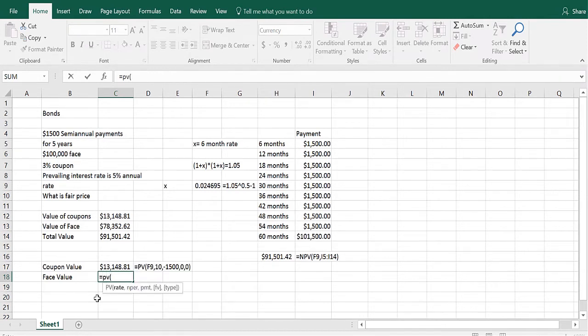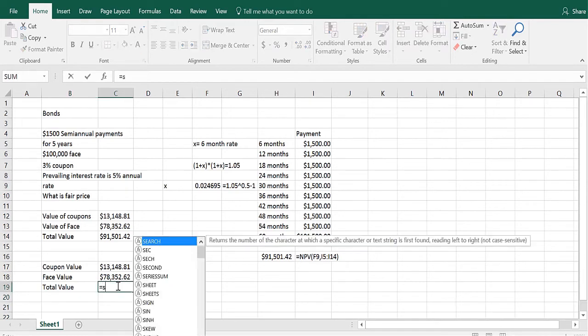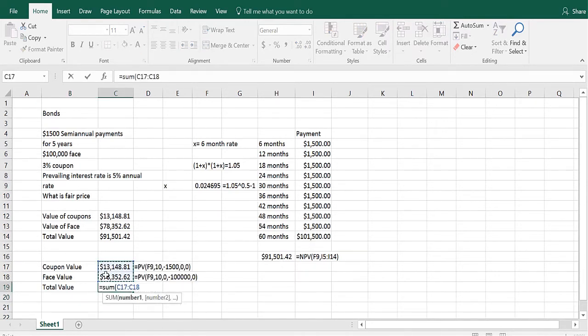But with PV, there's your rate. We've got 10 periods. The payment is 0. It's the future value, that's the minus 100,000. And that'll be end of the period. So that's 78,352.62. Then we add those together, and we should get the same result. So just add these, and you will get $91,501.42. That is what this bond is worth.